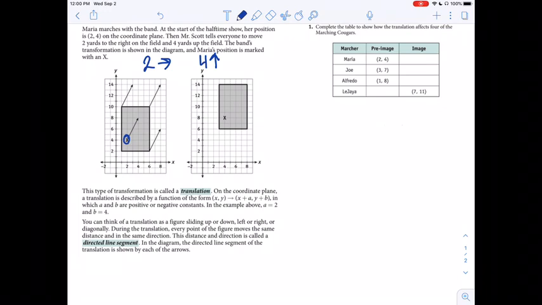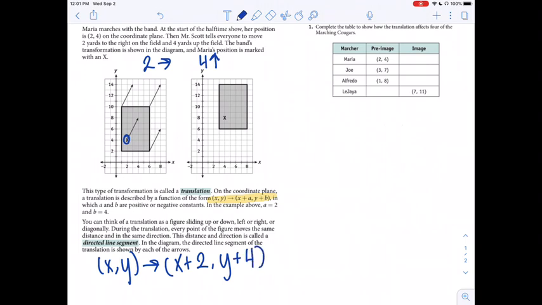This type of transformation is called a translation. On the coordinate plane, a translation is described by a function of the form (x, y) transforms to (x plus a, y plus b), in which a and b are positive or negative constants. In the example above, a equals 2 and b equals 4. So our transformation is (x, y) transforms to (x plus 2, y plus 4) for this situation.